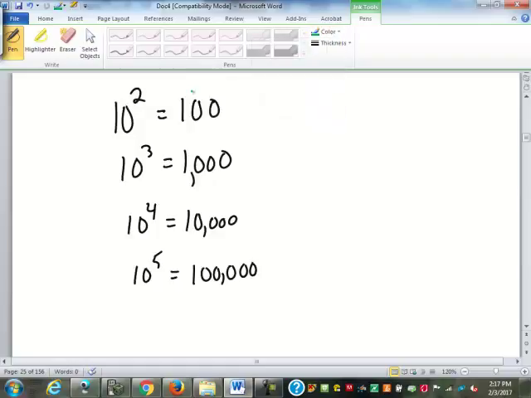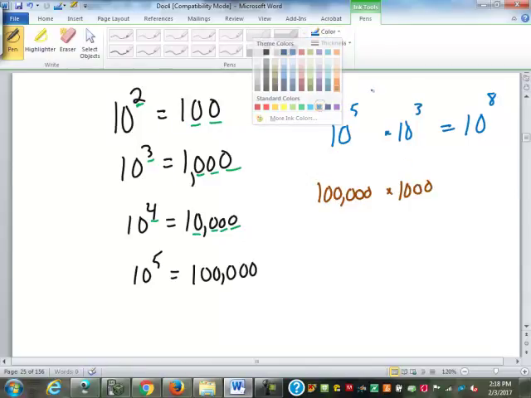You'll notice here there's a relationship between the power of 10 and the number of zeros. 10 to the third has 3 zeros. 10 to the fourth has 4 zeros. If I were to multiply 10 to the fifth times 10 to the third, we know that that's going to come out to be 10 to the what power? The eighth. And if we look at our zeros, it works out exactly the same way.